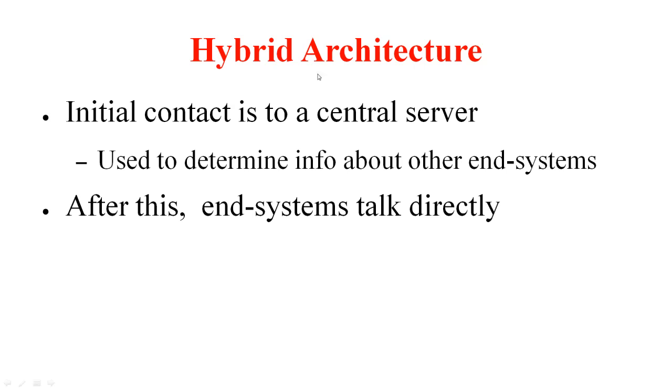Pure peer-to-peer systems are a bit of a rarity. What often happens in practice is a hybrid architecture where the initial contact is to a central server, but after this point, the end systems talk direct. For example, when you're doing instant messaging, you don't know the status of your buddies, whether they are online, offline, and what their IP addresses are.